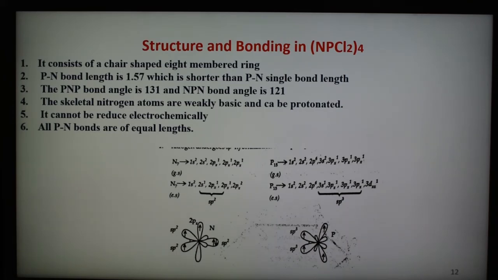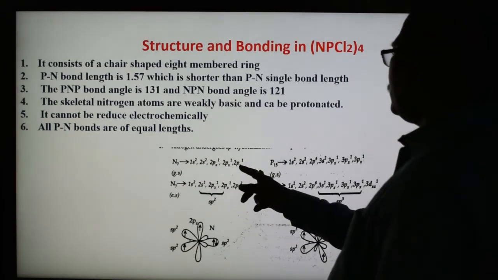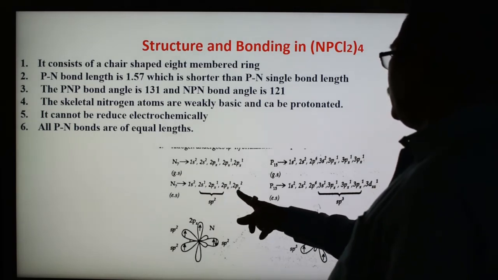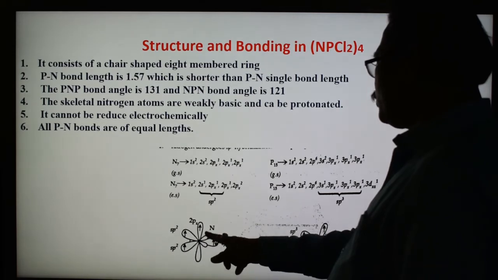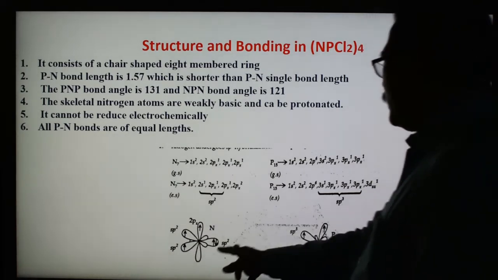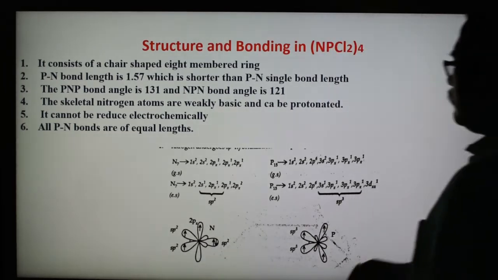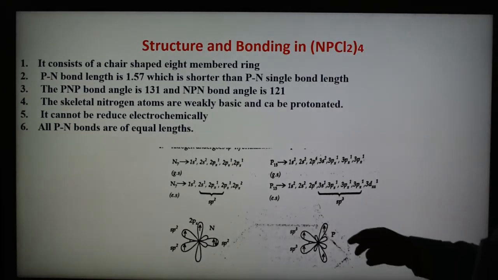The configuration is shown again, similar to what we have seen already. This is nitrogen, atomic number 7, and the configuration is given here. In the excited state, one electron from 2s is shifted here, and nitrogen undergoes sp2 hybridization. So 3 sp2 orbitals have a single electron each, and one is the unhybridized orbital having 2 electrons.